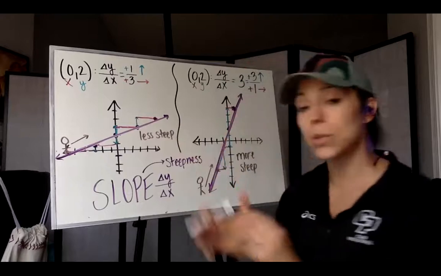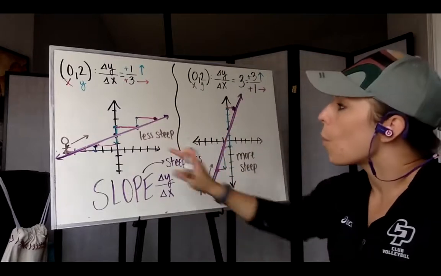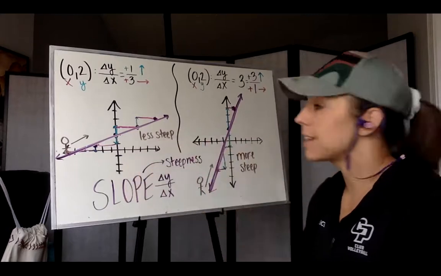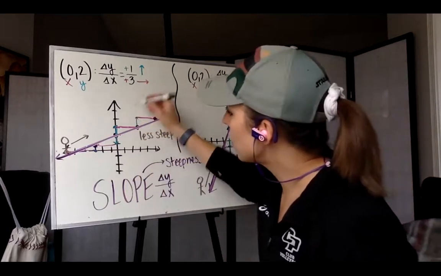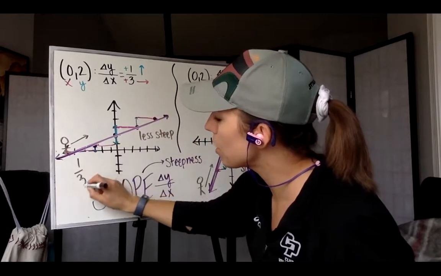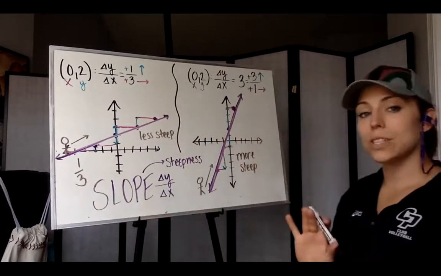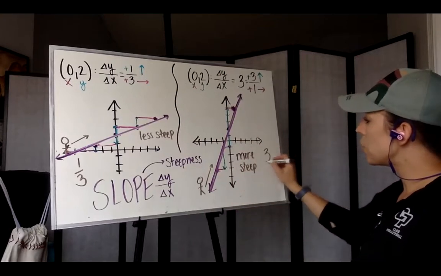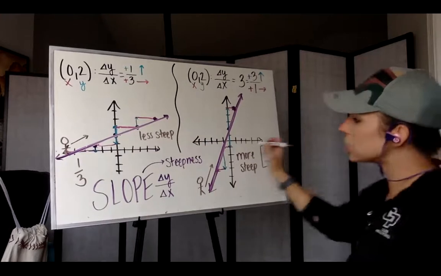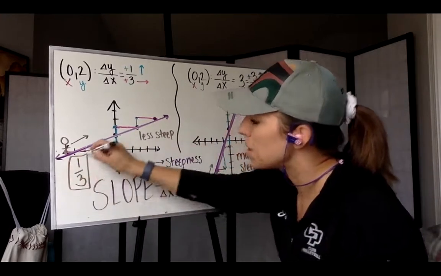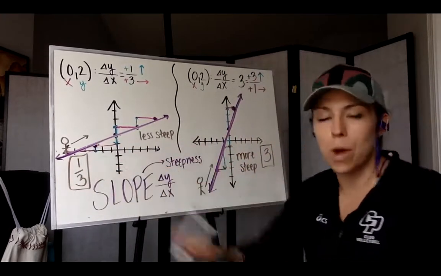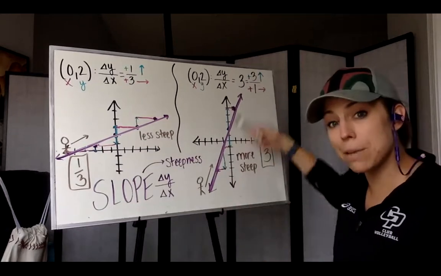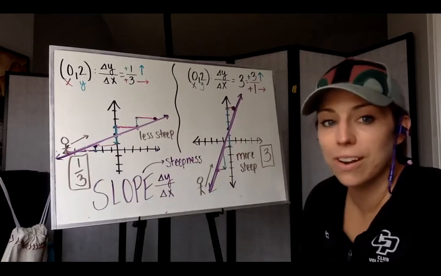Now, here's the interesting part about this. What was the slope, rate of change, slope of this line? The slope of this line was 1/3. What was the slope, rate of change, of this line? The slope here was 3. Which one's greater? Isn't 3 greater than 1/3? And isn't the slope of 3 more steep than the slope of 1/3?